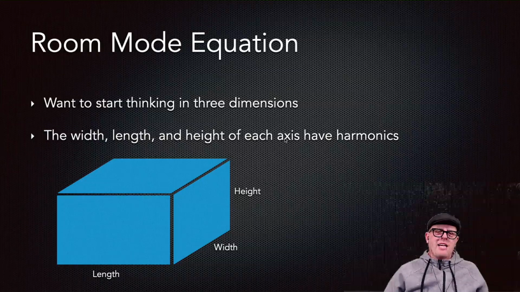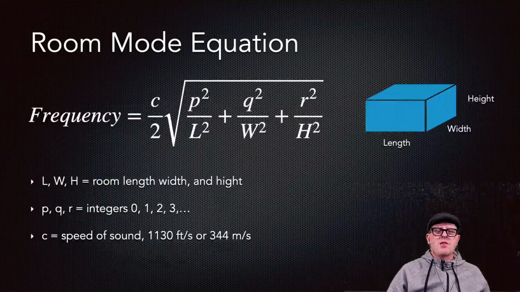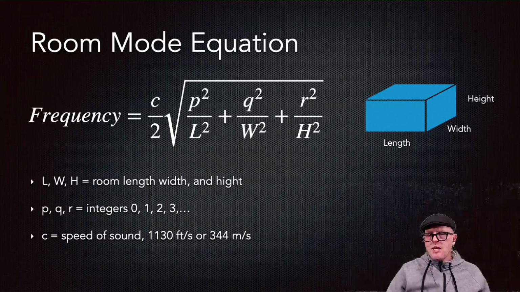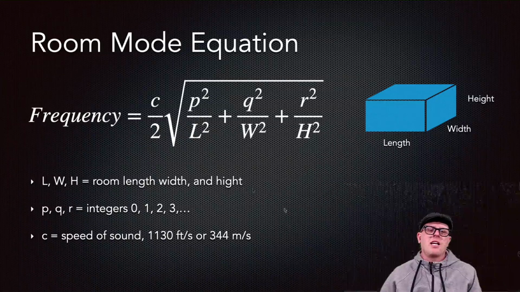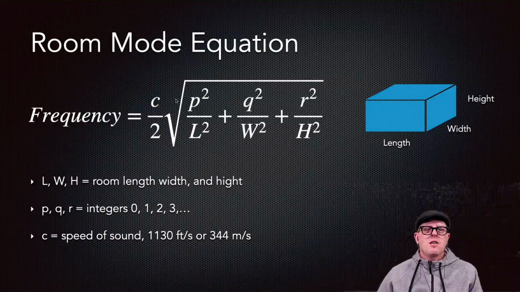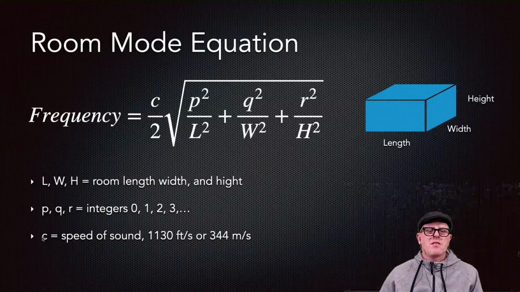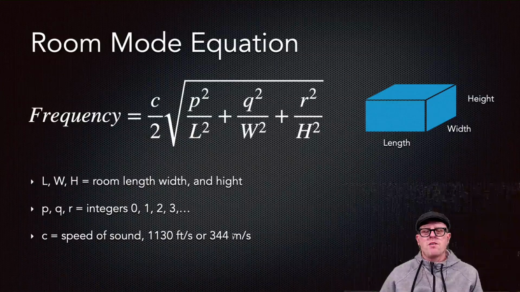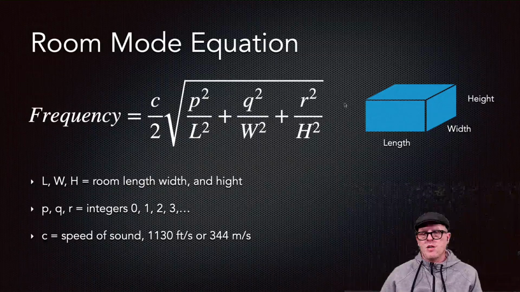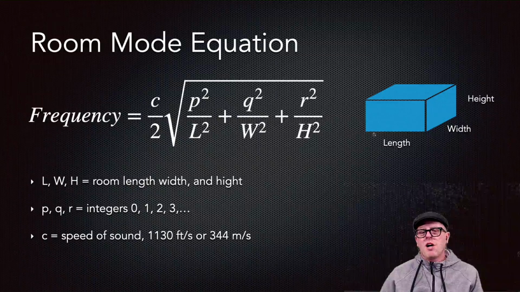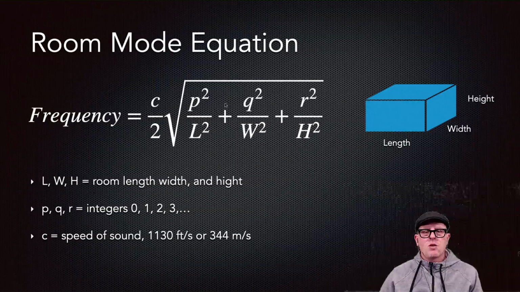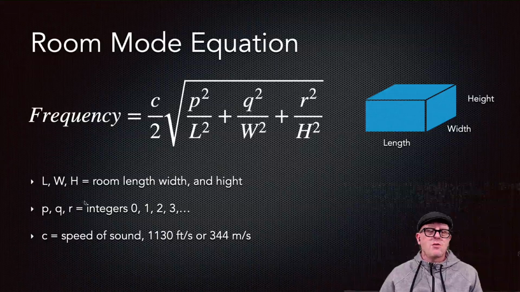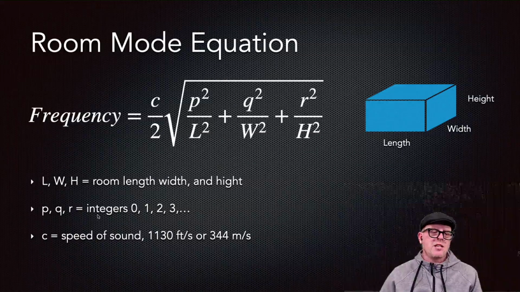We have to think about each axis having harmonics. This one right here is called the room mode equation. I'll show it to you. We're not going to actually do the math on this. You don't really need to worry about it too much, but it's kind of interesting. C is the speed of sound, so 1130 feet per second or 344 meters per second, depending on which one you use. P, Q, and R correlate to these integers right here. P correlates to the integer on the L, Q correlates to the integer on the W, and R correlates as an integer to the height.